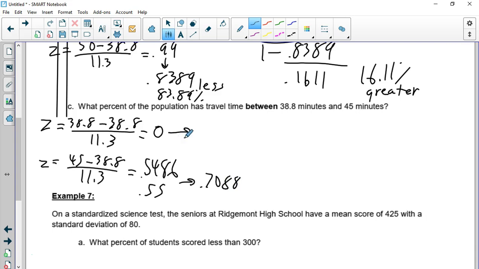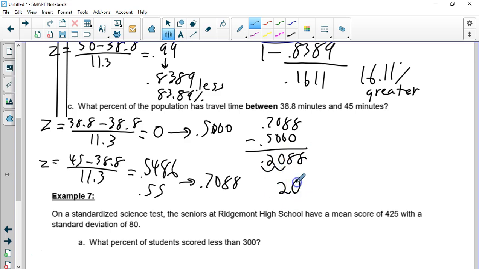And hopefully you can think about 0 as half the chart, right? So that's just going to be 0.5. So in this case, we subtract these two. 0.7088 minus 0.5, and that gives us 0.2088. Then we convert. That means 20.88%, or about 21% of the population, has a travel time between 38.8 and 45.